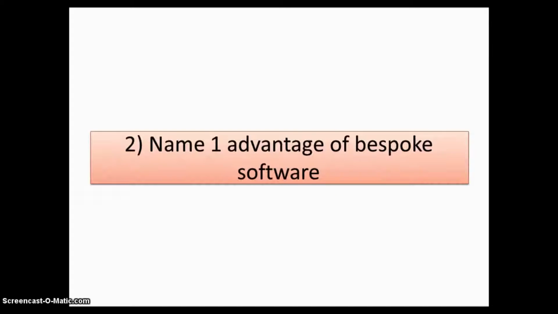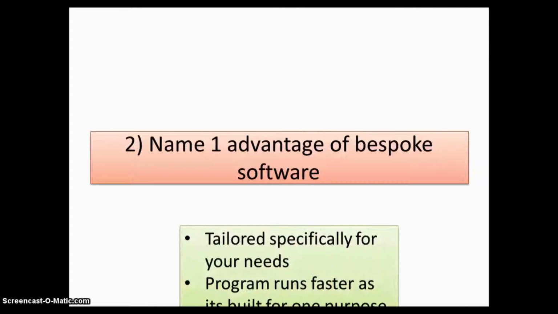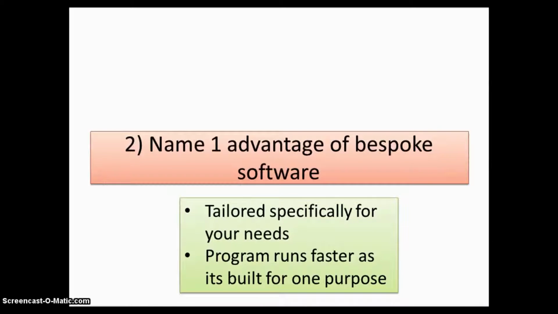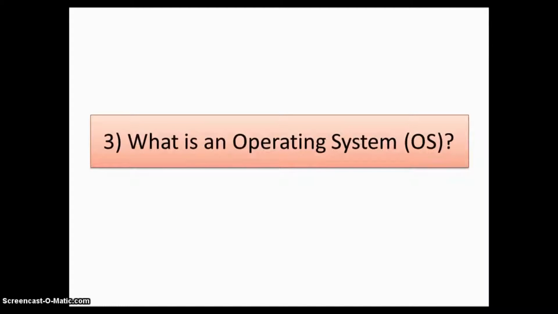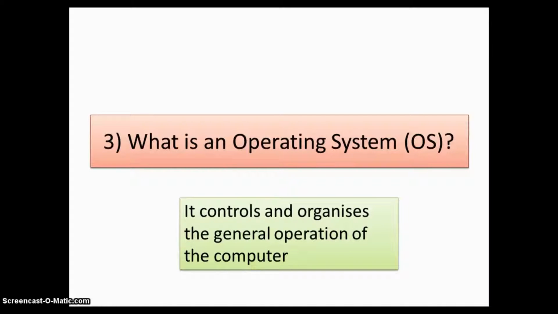Number 2, name one advantage of bespoke software. Once again, pause the video here and answer the question. One advantage of bespoke software is that it's tailored specifically for your needs, and the program runs faster as it's built for one purpose. And finally, what is an operating system? It controls and organizes the general operation of the computer.